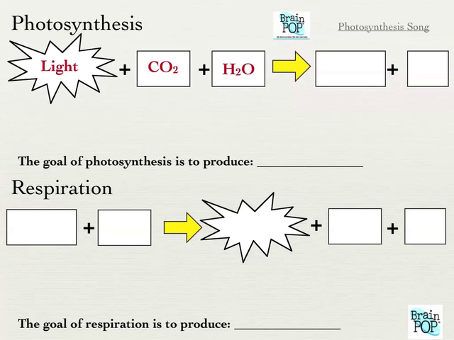You have a question, Brandon? Does it have to be sunlight? No, it can be artificial light as well. That's why we say just light. Plants will go through photosynthesis using artificial light as well.